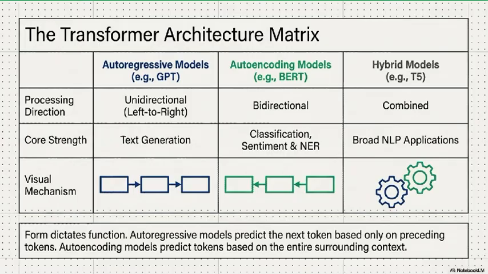Got it. And then, just for completeness, our source materials do mention a third type, hybrid models, like T5. Right. These are essentially an architectural compromise. They combine both processing directions for broad, general-purpose natural language applications.